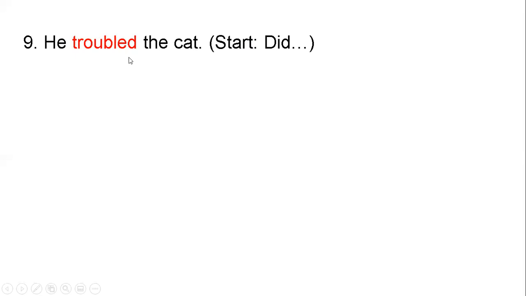What do you think? Well, the answer is did he trouble the cat? Yes, you have to change the verb. So you start with did, you use the rest of the words he, the, cat, but you change troubled to trouble. You have to change it, otherwise, it doesn't make sense. Did he trouble the cat? Okay, he troubled the cat.